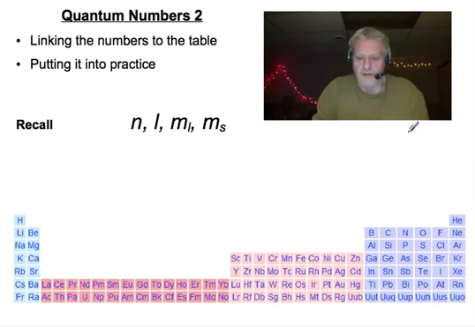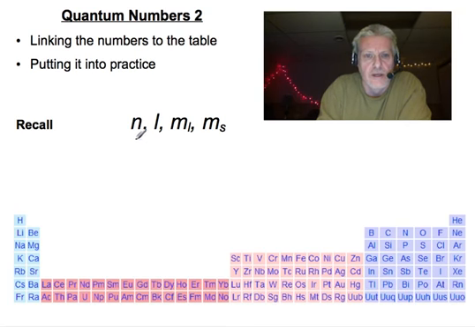So this is the second video on quantum numbers, and in this video we're going to put the different numbers into practice and see how we can come up with sets of quantum numbers for different electrons in different atoms. So we're really linking the numbers to the table.